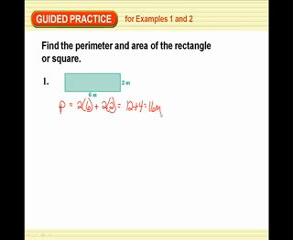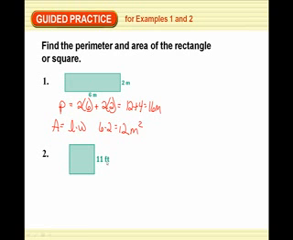So 2 times 6, and also 2 times 2, so I get 16 meters. Just checking to see if that's the perimeter. The area, it's a rectangle, length times width, 6 times 2, which is 12, and that would be 12 meters squared, since it's squares that cover it.